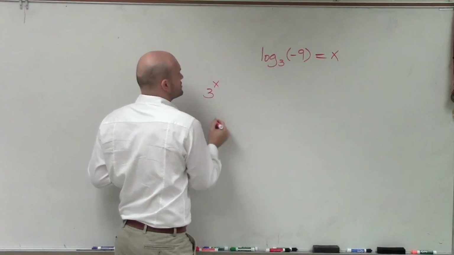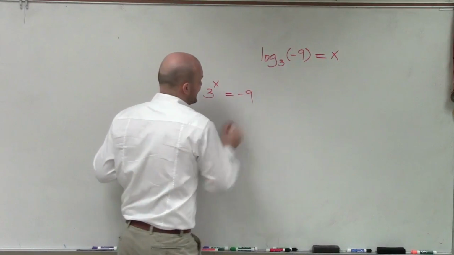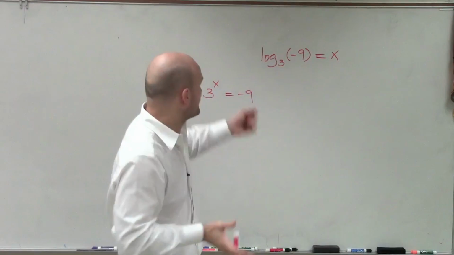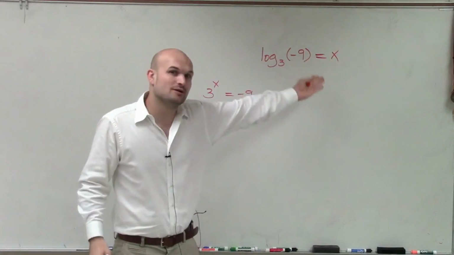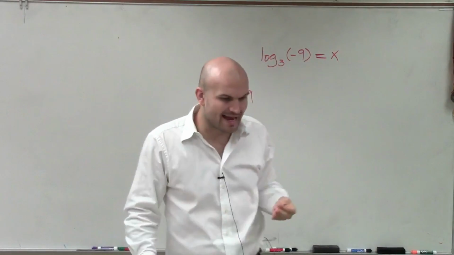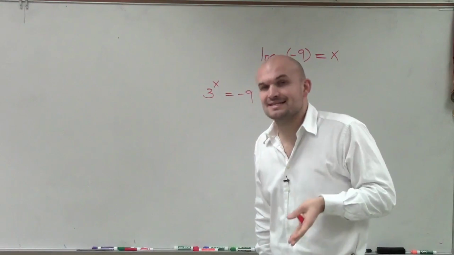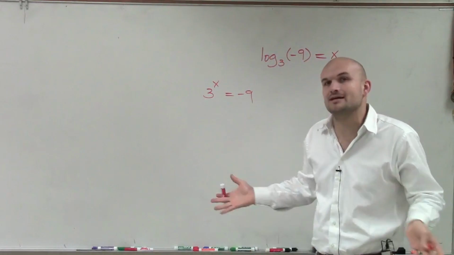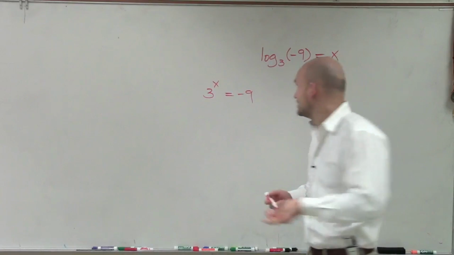And what this says is 3 to the x equals negative 9. So what we want to do is find a value that I can raise my base 3 to in order to equal a negative number. And the thing is, this is going to be impossible. So there is no solution for this. So let's take a look and see why that is the case.